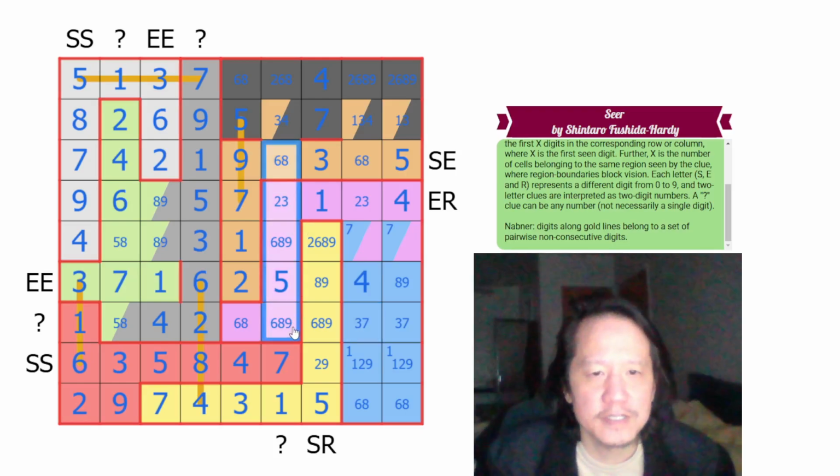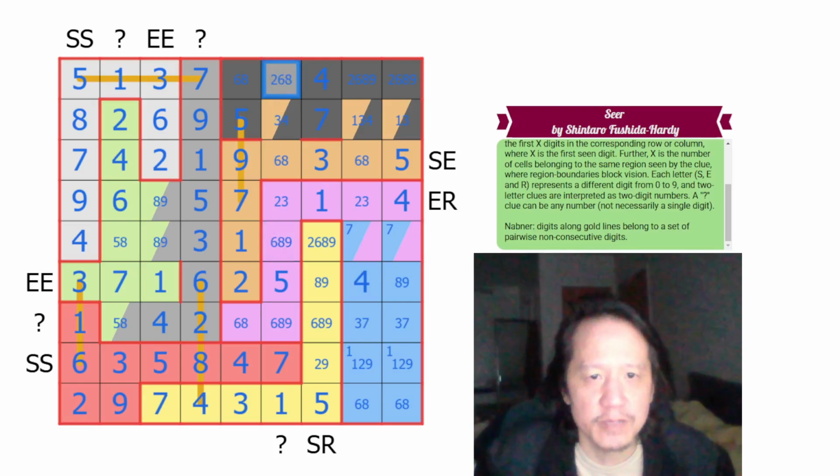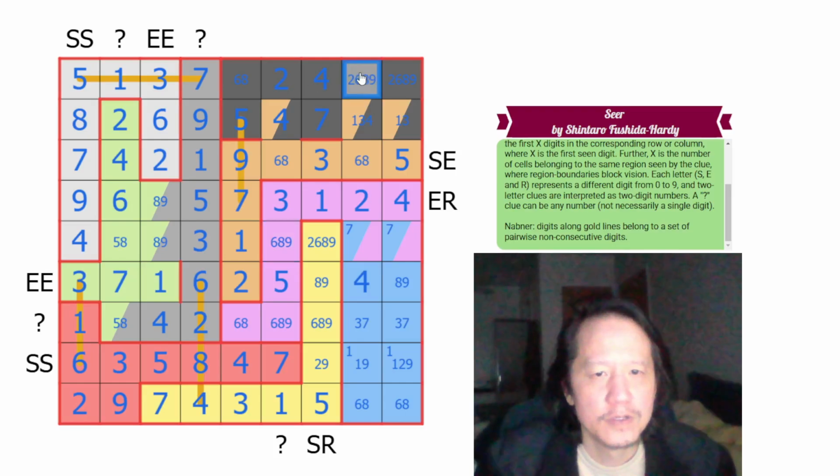We have a 6, 8, 9 triplet in column 6, which eliminates 6, 8, and 9 from the rest of the column. Therefore, this can't be 6, 8, or 9. So this must be 2, which makes that a 3, which makes that 4, which makes that 2. So this can't be 2 anymore. None of these can be 2.